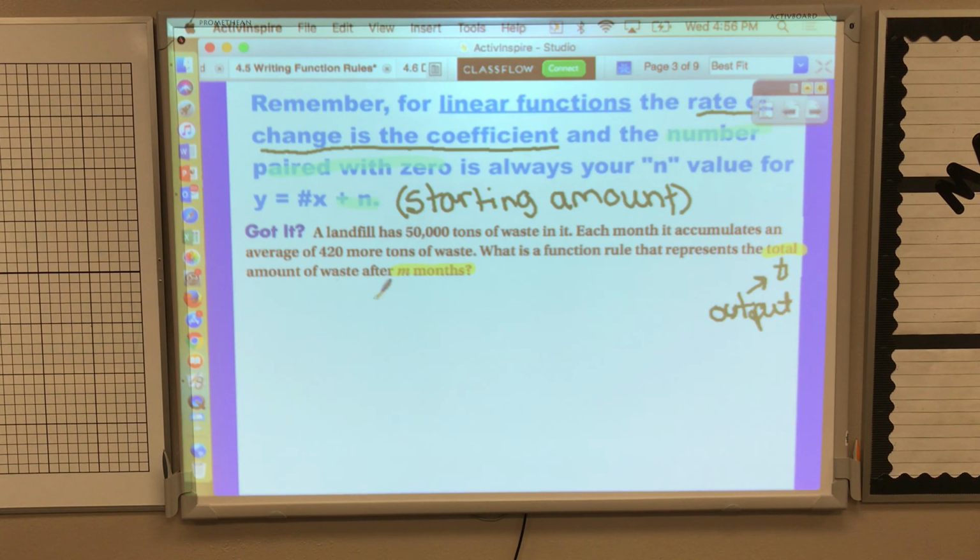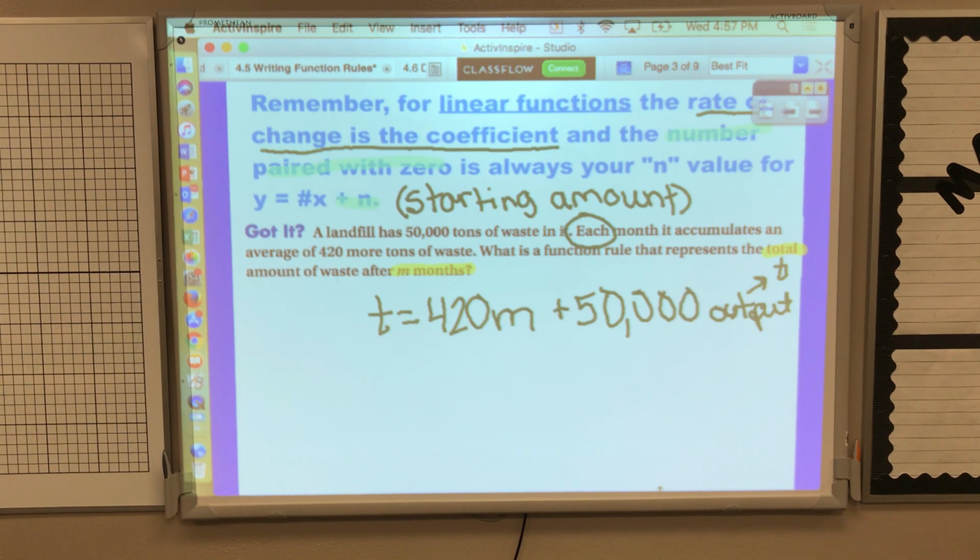The equation then, I know, should be T, or the total, is equal to something. So what do we know? We know that each month, and if you remember the word each, that tells us it's our coefficient. So each month, it adds an average of 420 tons of waste. So that 420 is our coefficient, because that's what's happening every time. So 420m. And then what we started with is it already had 5,000 tons. So that number is our constant. That's our starting amount.